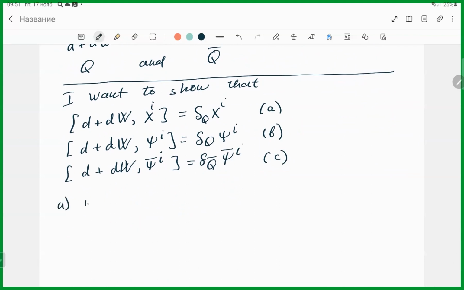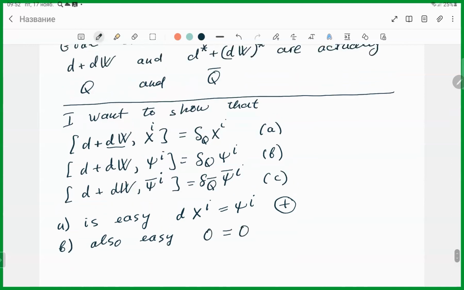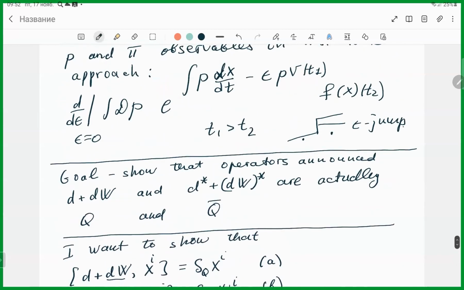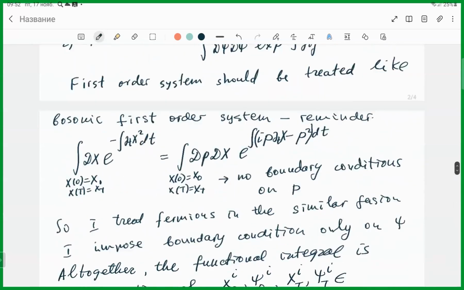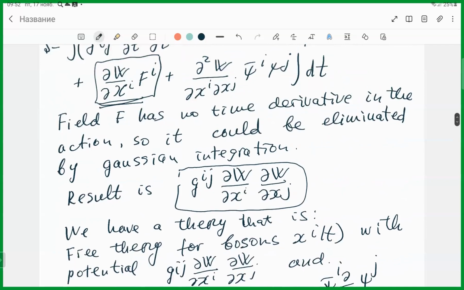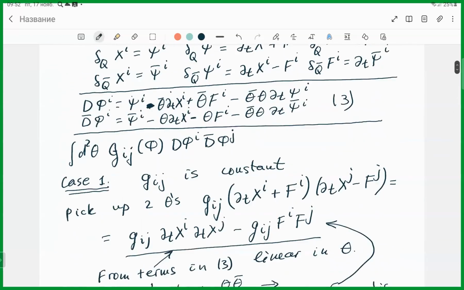A is easy. dw commutes with x, while dx I is psi I. Checked. Case B is also easy. It is 0 equals 0. Let's have a look at the transformation formulas.